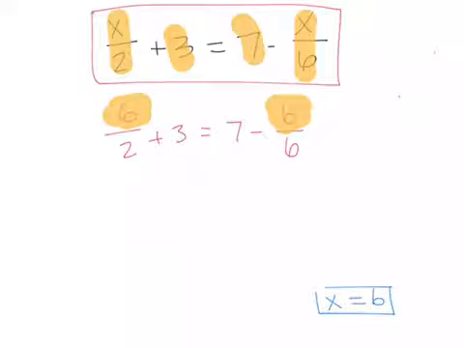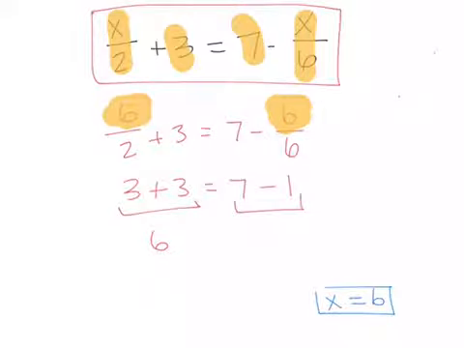Now, if I keep simplifying, I get 6 divided by 2 is 3. And on this side, I get 6 divided by 6 is 1. Notice I'm keeping my minus sign in. Here, 3 plus 3 is 6. On this side, 7 minus 1 is 6. And look, I got the same answer, so I know I was correct. In this case, I happen to get 6 back, but remember, this doesn't necessarily need to be the answer. It just needs to be the same number.